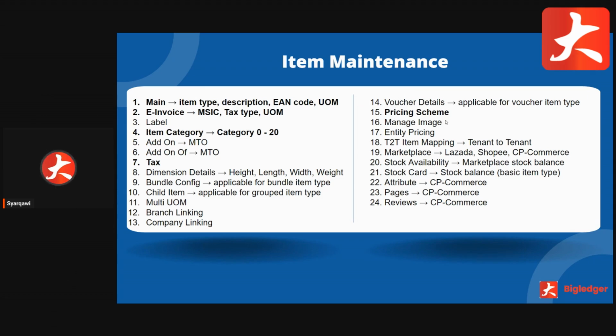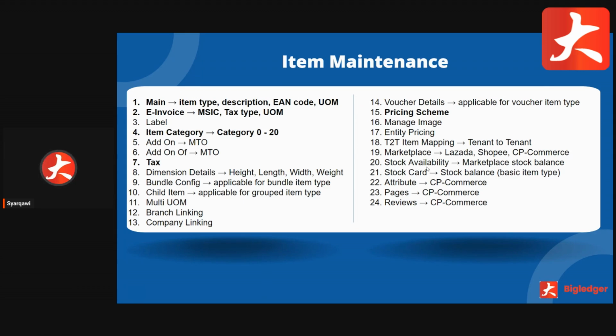And then the pricing scheme for you to specify the price. And then we have manage image. This one is for you to upload your product image. And then we have the entity pricing. This one, if you have a specific price for a specific supplier, then you can make use of the entity pricing. Then we have the T2T item mapping. This one is used for the tenant to tenant module. And then we have the marketplace tab. This one is for your Lazada, Shopee, and CP Commerce integration.